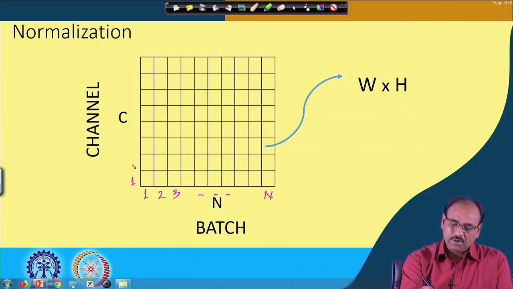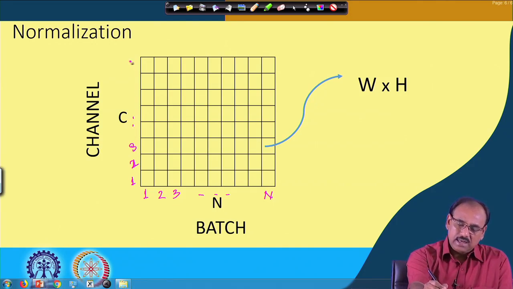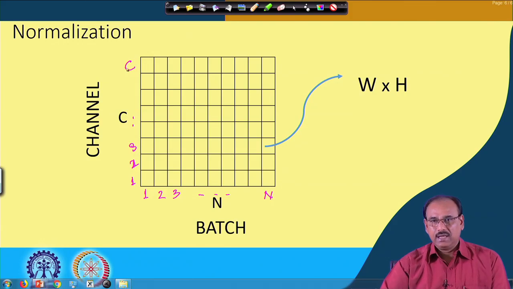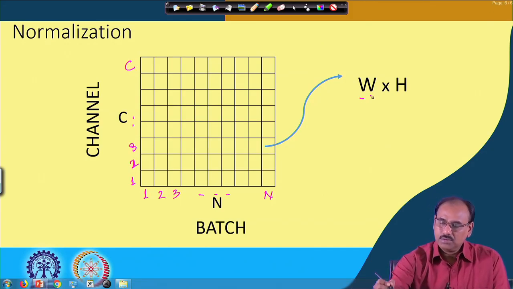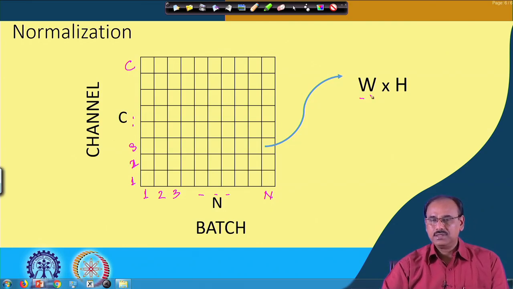And this is channel number 1, channel number 2, channel number 3, and so on. This is channel number C. Every channel is the output of one convolution kernel. And every channel I also assume is of size W by H, so W is the width of the channel and H is the height of the channel. All these channels stacked together become a feature map, which is fed to the next layer for training during the training operation, and it is fed to the next layer for classification during the testing or inferencing operation.